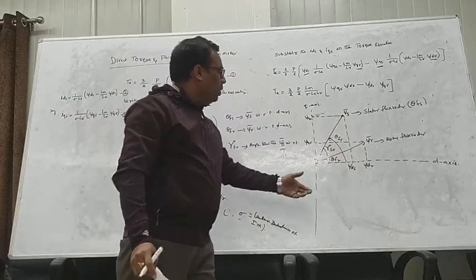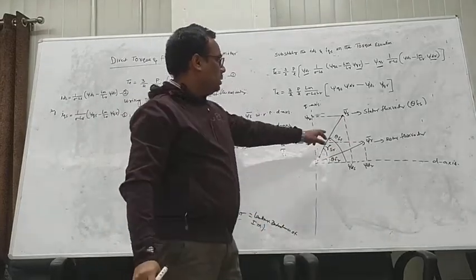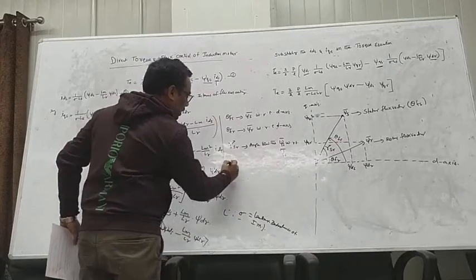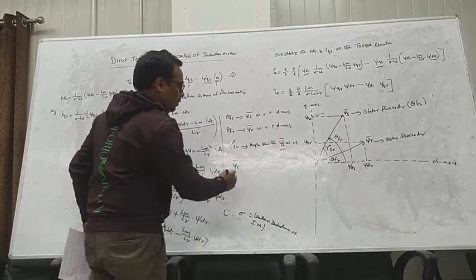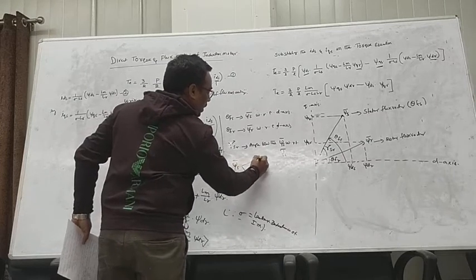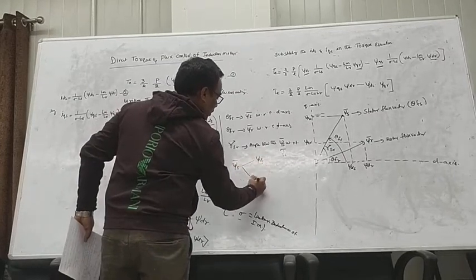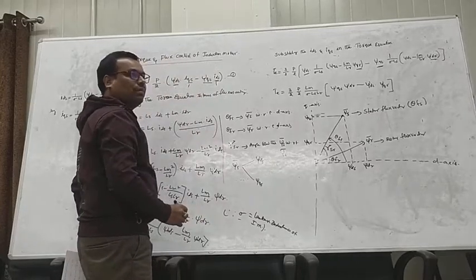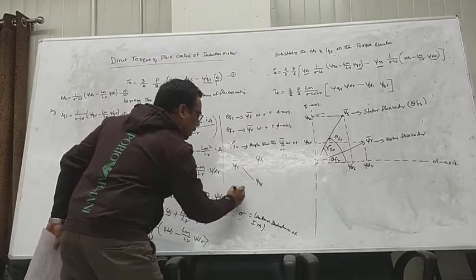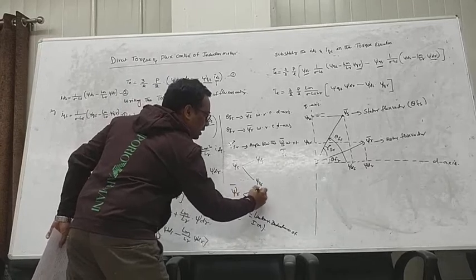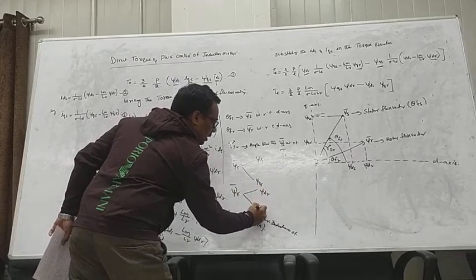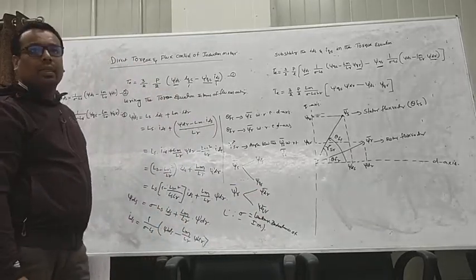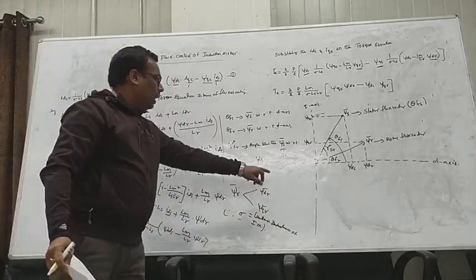Now what I am doing here is, this psi s has two components. Again I am explaining here. The stator flux vector has two components: psi ds and psi qs. Similarly, the rotor flux vector also has two components, that is psi dr and psi qr.